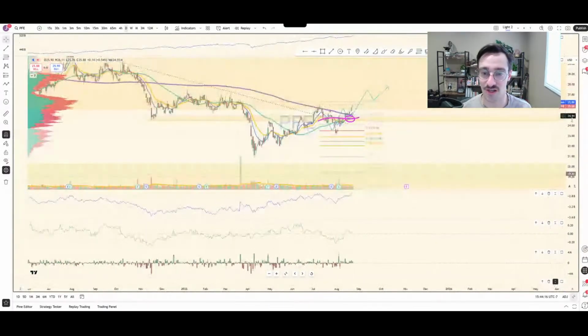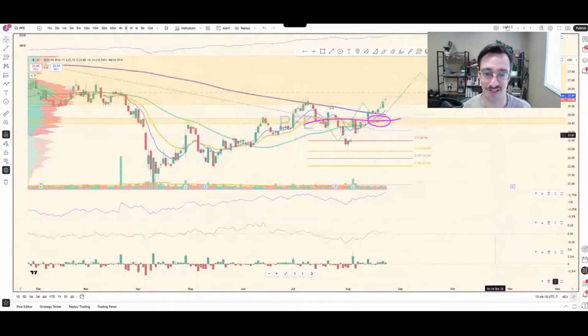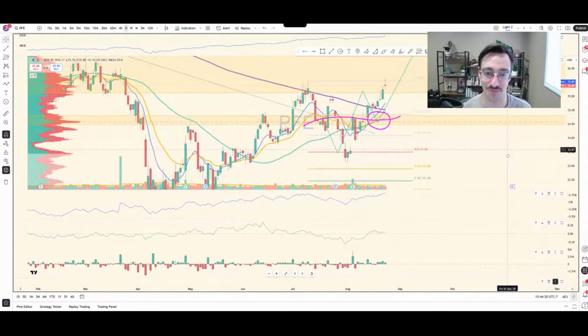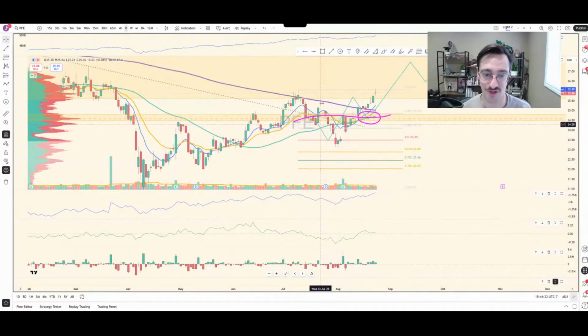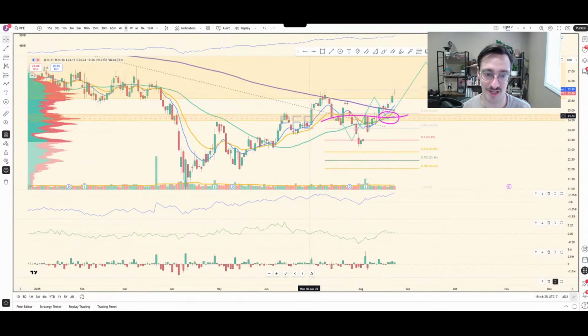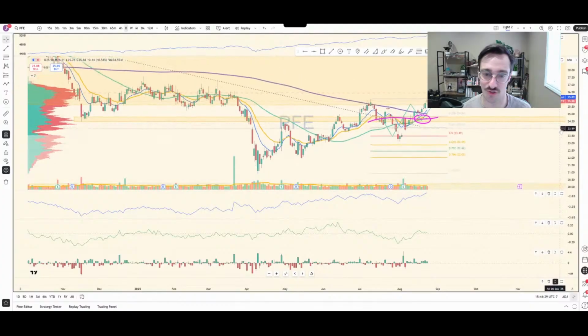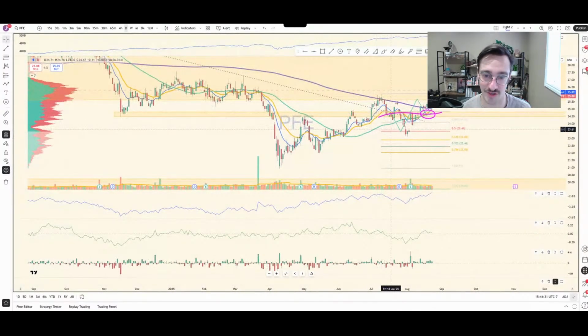So I drew this a while ago. I think probably last time you mentioned it, and it did something pretty similar, so I wanted to talk about it. So from this point, I was saying, okay, it's backtesting this key level, but I don't think it's quite ready. Probably needs to structure out a little bit better and undercut something and reclaim. So it did undercut the level.